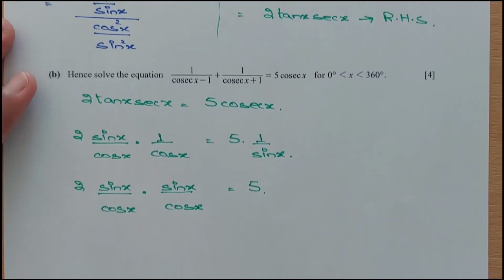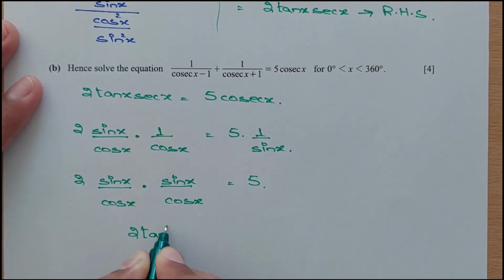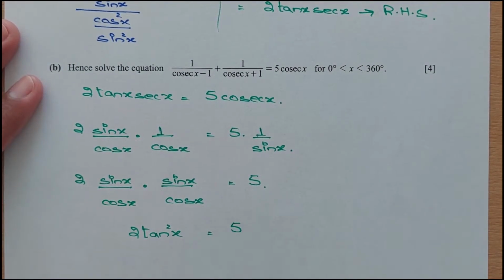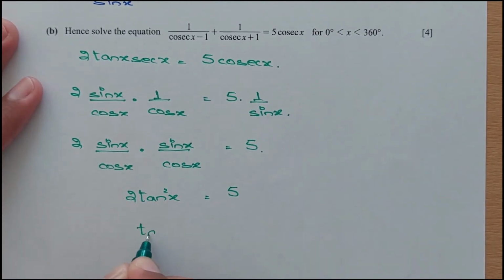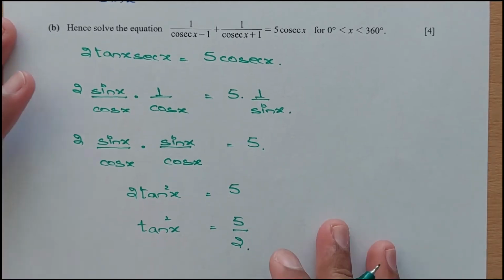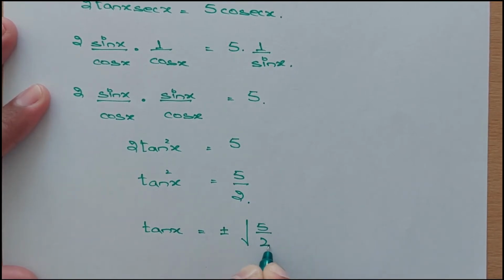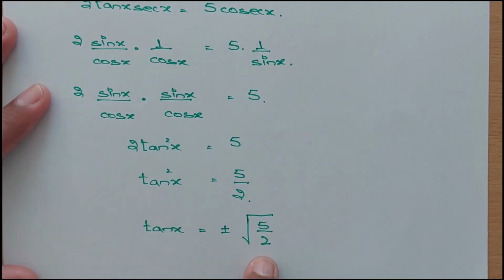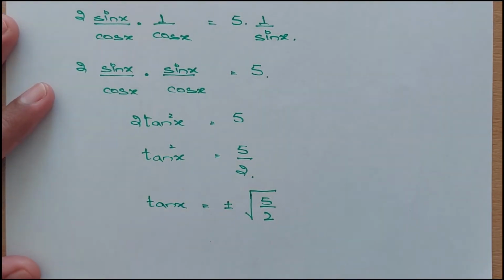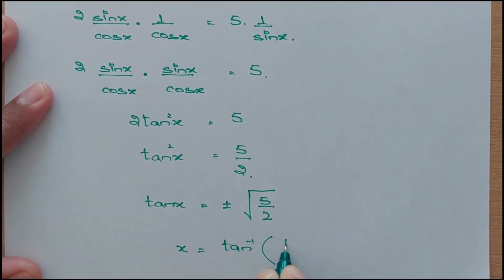And we know that sine by cos is tangent. This is tan x, so 2 tan square x equals 5. And to get the value for tan square x, it is 5 by 2. Right. And the value for tan x is plus minus square root of 5 by 2. So we have two cases, with a positive and with a negative, right? So let me solve this tan. So x is tan inverse of square root of 5 divided by 2.